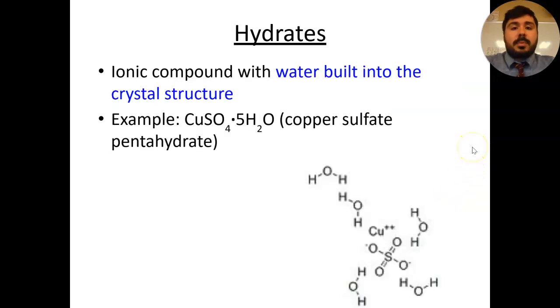Hydrates. We're going to do a couple of really cool labs regarding hydrates here. Hydrates are ionic compounds with water built into the crystal structure. Something like copper sulfate pentahydrate, CuSO4·5H2O, basically has water molecules trapped inside of the crystalline structure of the copper sulfate. It actually has an added weight to it because those water molecules are trapped.